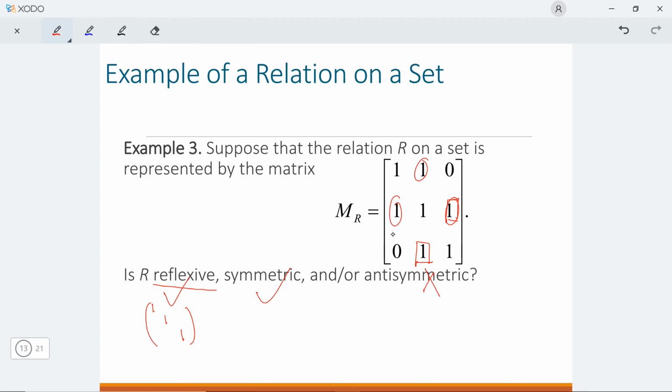Okay, so now we have learned how we can use a matrix to show our relation, and also how we can use the matrix to help us decide if the relation is a special relation: a reflexive relation, symmetric relation, or antisymmetric relation. Hope this is clear for everyone. And in the next video, we will explain how we can use a graph to represent our relation. So see you in the next video.